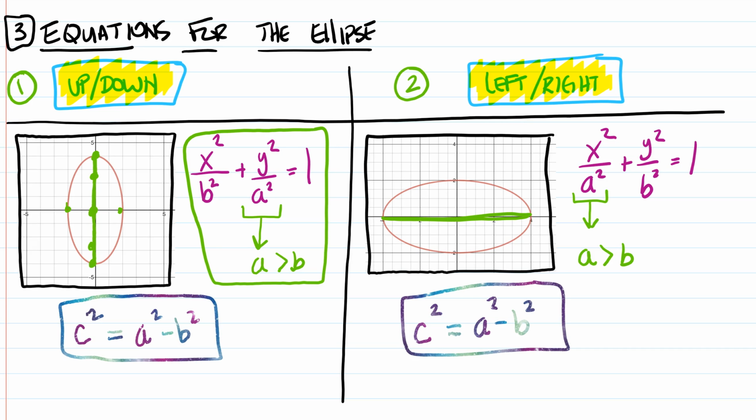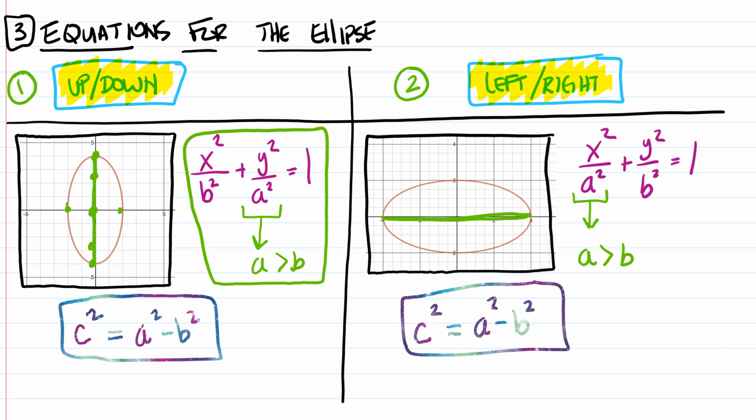Now, a lot of students don't understand how you figure out which one is which for the A and the B. The A, in this case, is always going to be the bigger one, and it's going to be under the major axis. So in this case, since the ellipse is an up-down ellipse, the A, which is the larger of the 2 values, has to be underneath the Y. Take a look at this one over here.